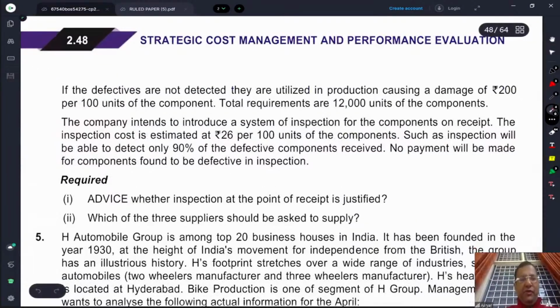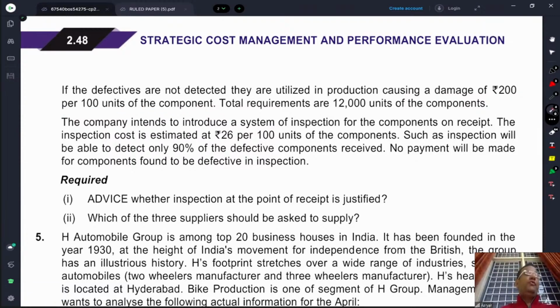If the defectives are not detected, they are utilized in production, causing a damage of rupee 200 per 100 units of the component. If we do not detect the defectives at the right time, it will cost us rupee 200 per 100 units of the component. It means per unit, the damage cost will be rupee 2 per unit.